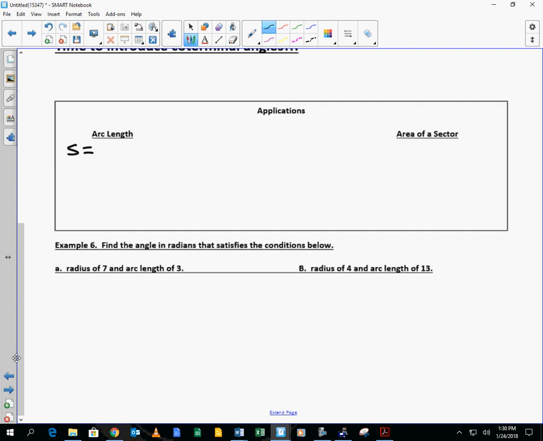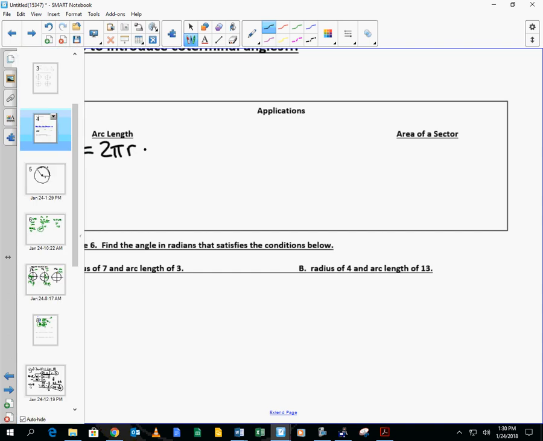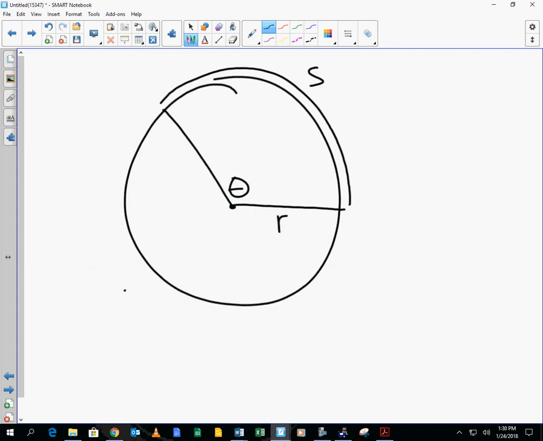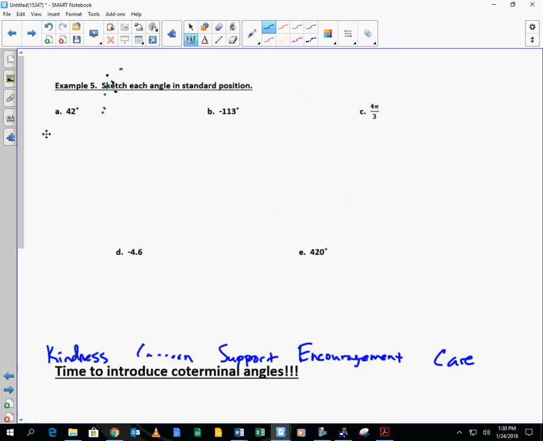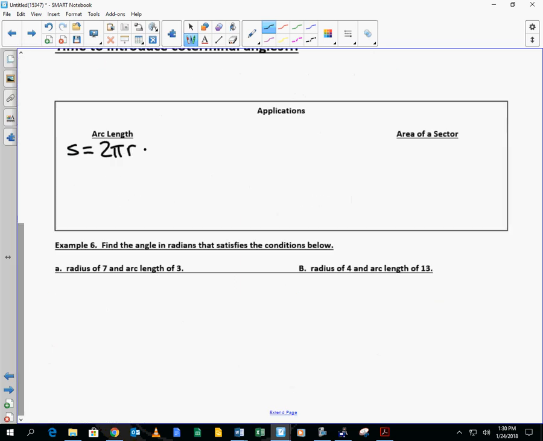What you learned in geometry is to find arc length, you took the circumference. What's the circumference? 2 pi r. And you then multiplied that by a fraction. What fraction would you multiply that by? Well, if you consider the circle, we're not talking about 360 degrees. We're talking about theta divided by 360. That's the fraction. So that's why when you came up with arc length, you multiplied by theta over 360.